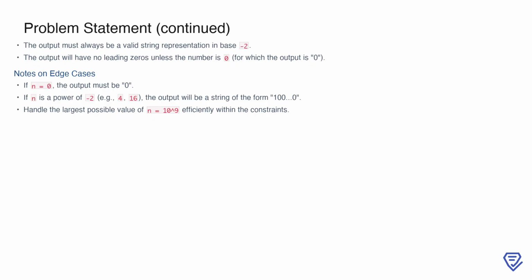Additionally, for numbers that are exact powers of -2, such as 4 or 16, the output will be a string starting with a single 1 followed by zeros, like 100. Finally, the largest value of n, which is 10 to the power of 9, must be handled efficiently by our solution to meet the constraints. These notes emphasize the importance of correctness and efficiency in our approach to solving the problem.